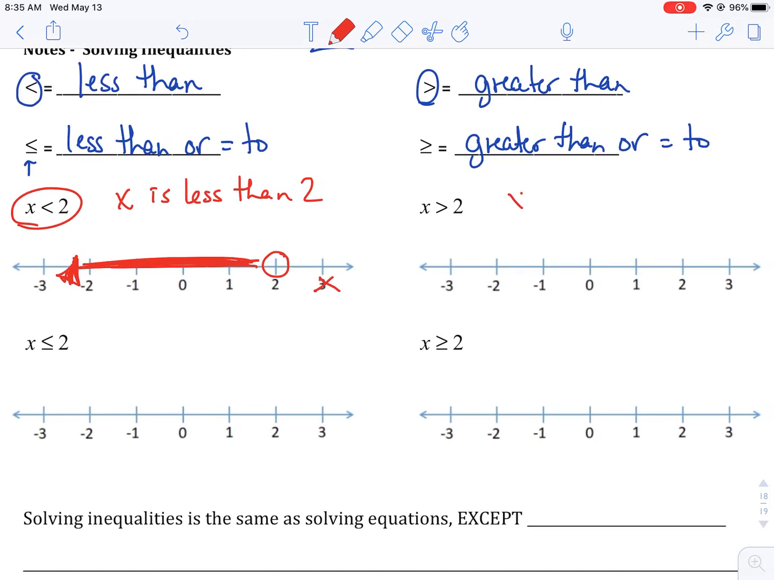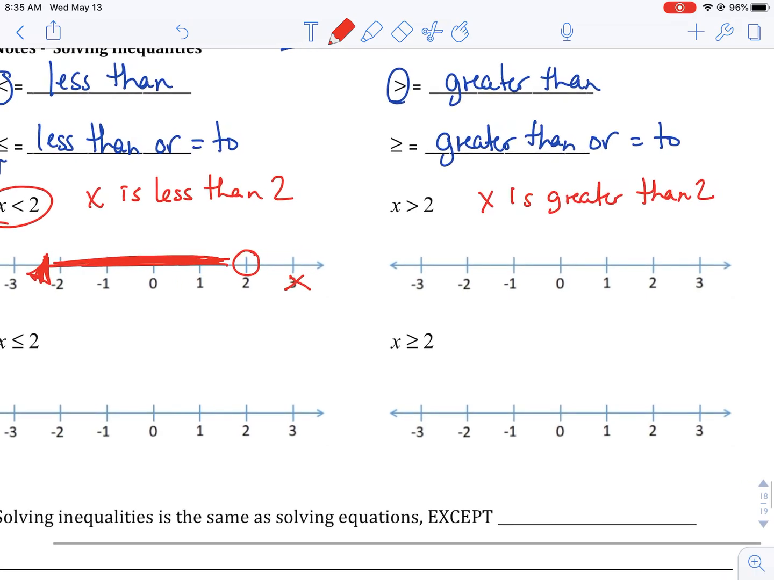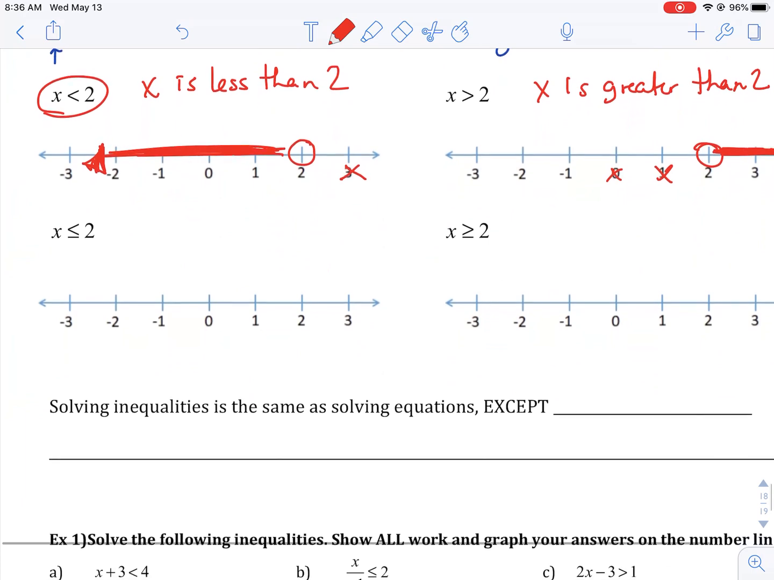So if we look at the graph on the right, that says x is greater than 2. Again, we don't want to include 2 because it's not greater than or equal to, so we put an open circle on 2. And now I don't want numbers like 1 and 0, I want numbers like 3, so we're going to shade to the numbers that are greater than 2, which in this case would be to the right.